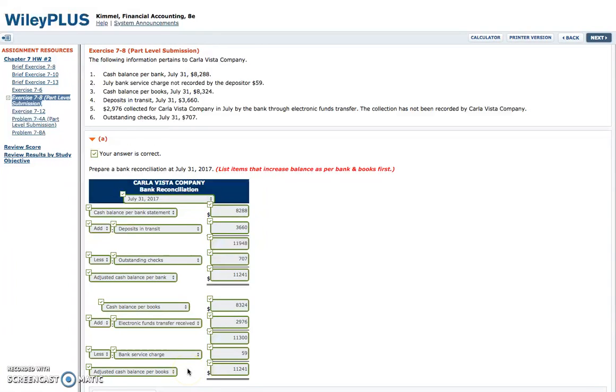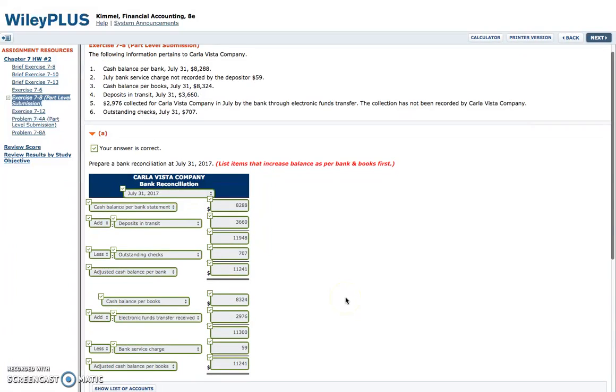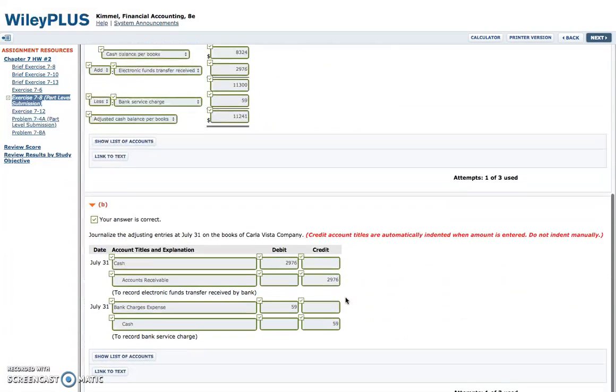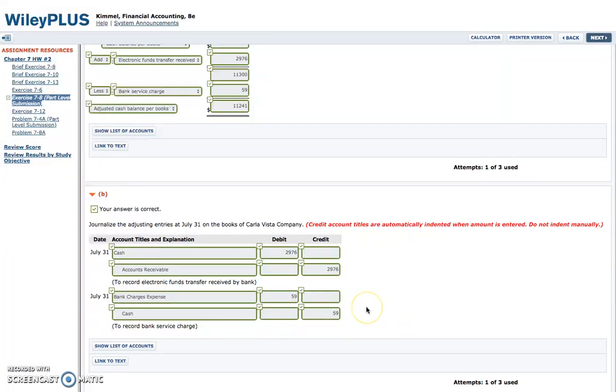Step 3 is to look for any company errors, not any bank errors in this case, but company errors or errors in the books. We do not have any errors, and so our adjusted cash balance per book is $11,241. The two balance, so you have the bank now balancing with the book, and that is your answer. Everything is correct there.